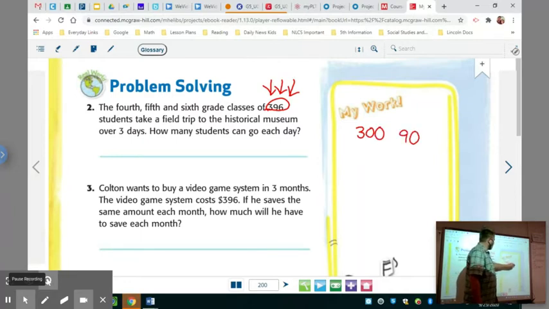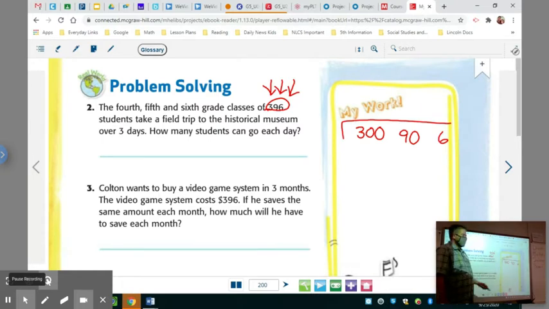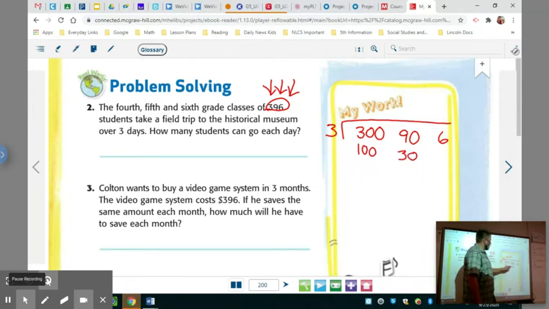90. And then I'm going to divide all those by what? 3. And then we look at it and we say, how many times does 3 go into 300? 100. How many times does 3 go into 90? 30. 3 goes into 6? 2. And we add those together, what do we get? 132.